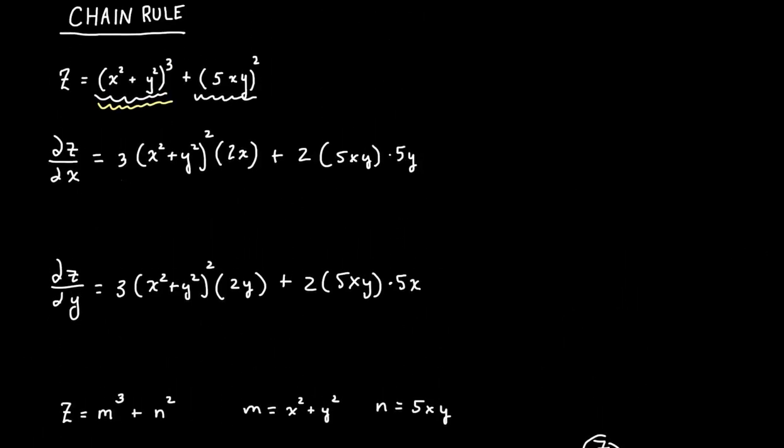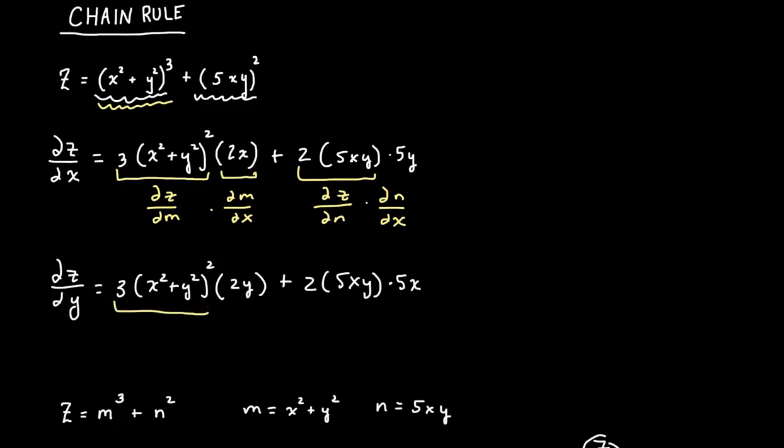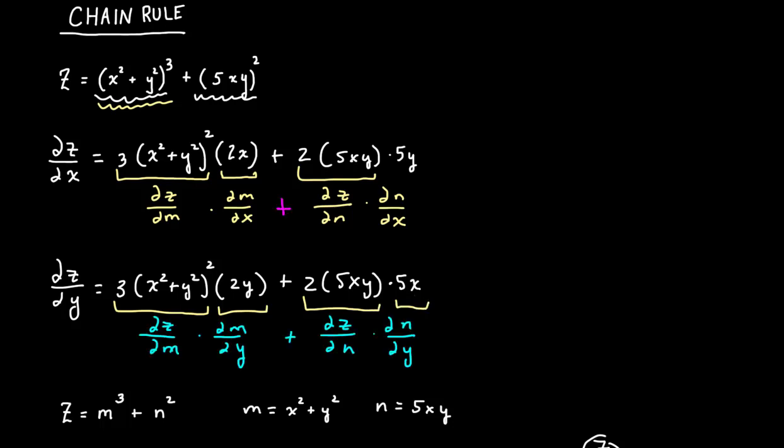And if I just come up above here, I can see that this portion here was the partial derivative of z with respect to m, and then we multiplied that by the partial derivative of m with respect to x. Here, this portion here, partial derivative of z with respect to n times partial derivative of n with respect to x. And we can do a similar layout here, but ending with the partial derivative with respect to y.